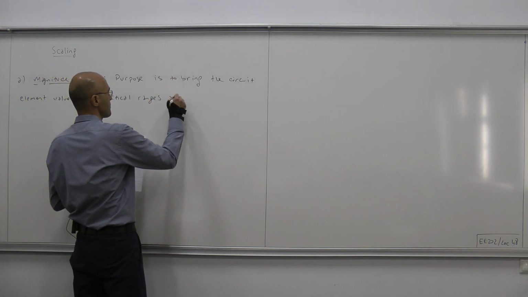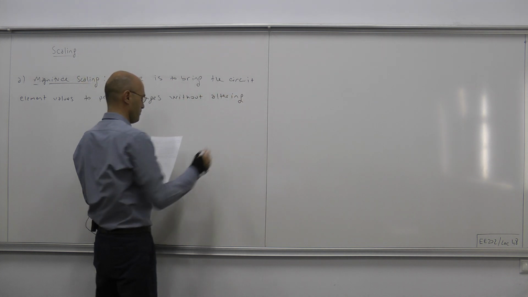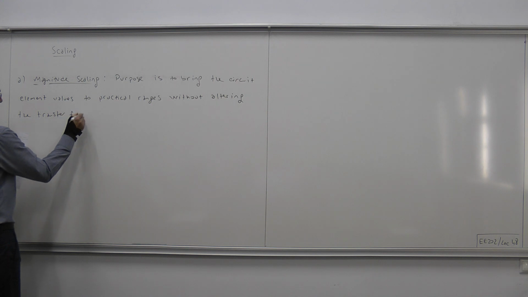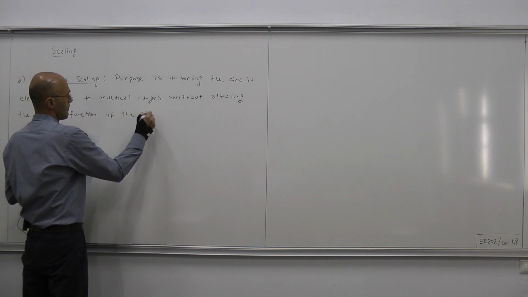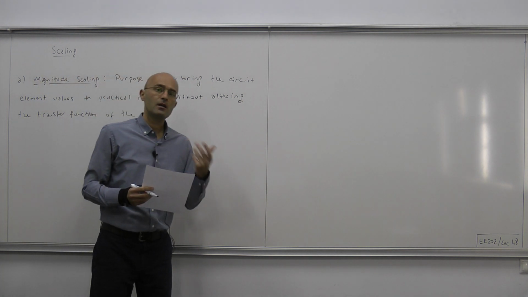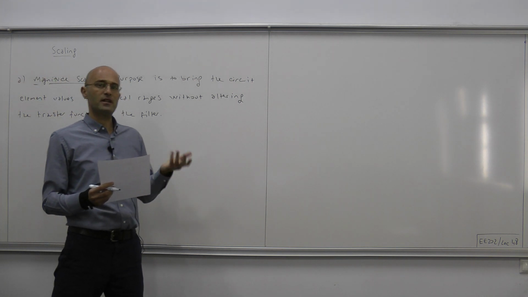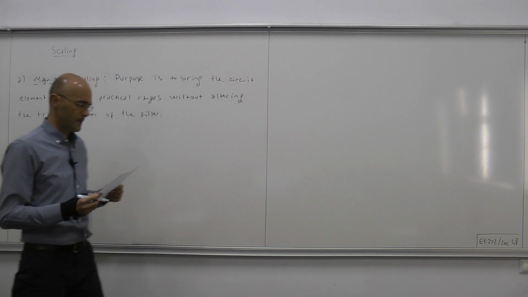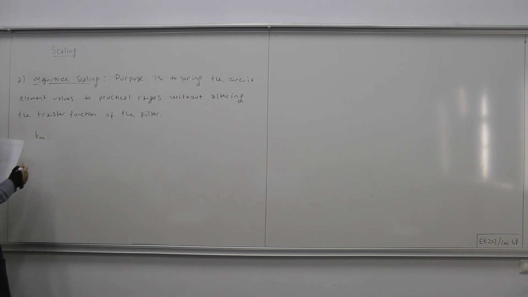without altering the transfer function of the filter. Here we are implicitly assuming that our transfer function is unitless. So it's voltage over voltage or amps over amps kind. This is how we do it.